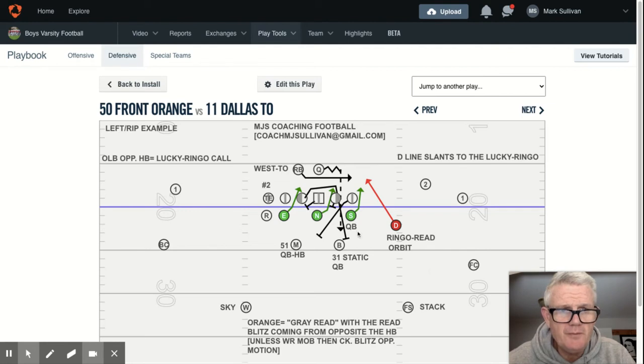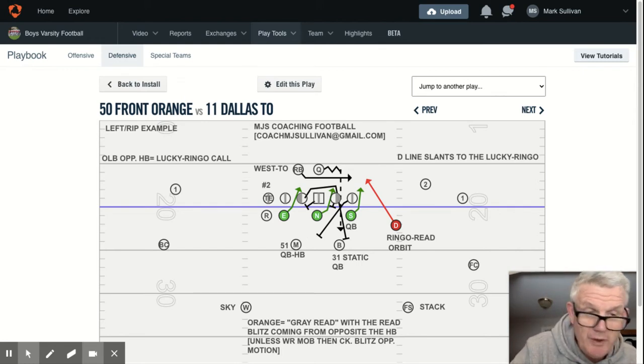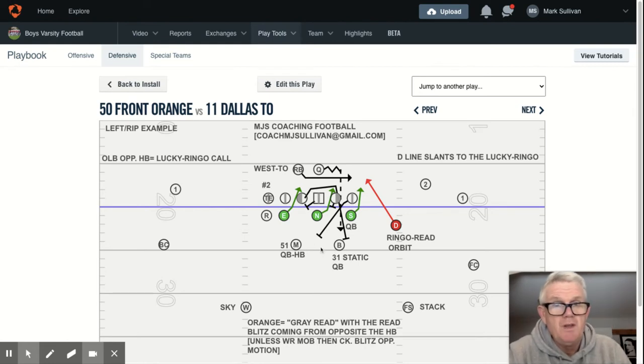First and foremost, the defensive line knows it's the slant, which is one of our rifle line stunts. See that playlist. To the lucky Ringo. Boom, done. The read blitz is coming from opposite the back. What that means is, in orange, the running back has to be running to the blitzer. In this case, it's the dime. It could be the rover. It's always the outside linebacker.